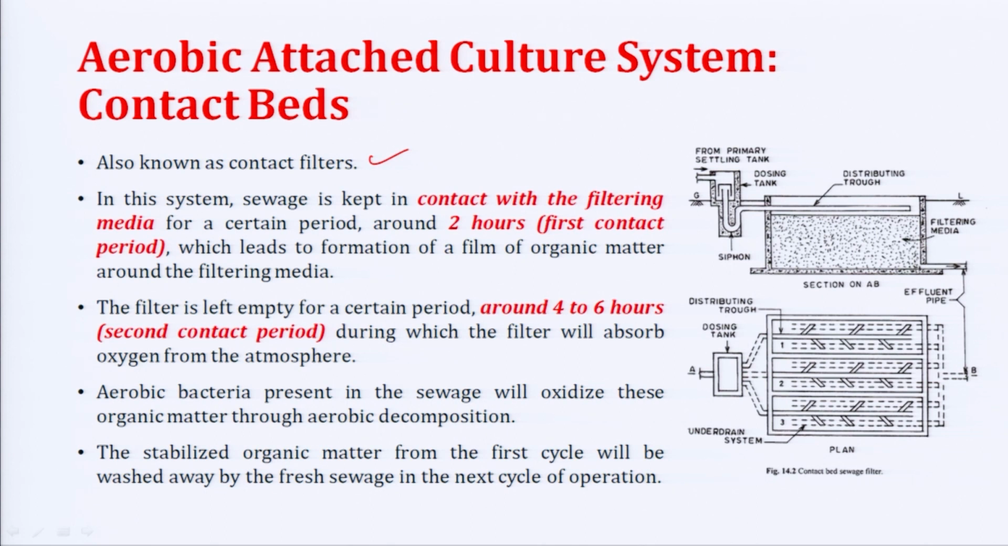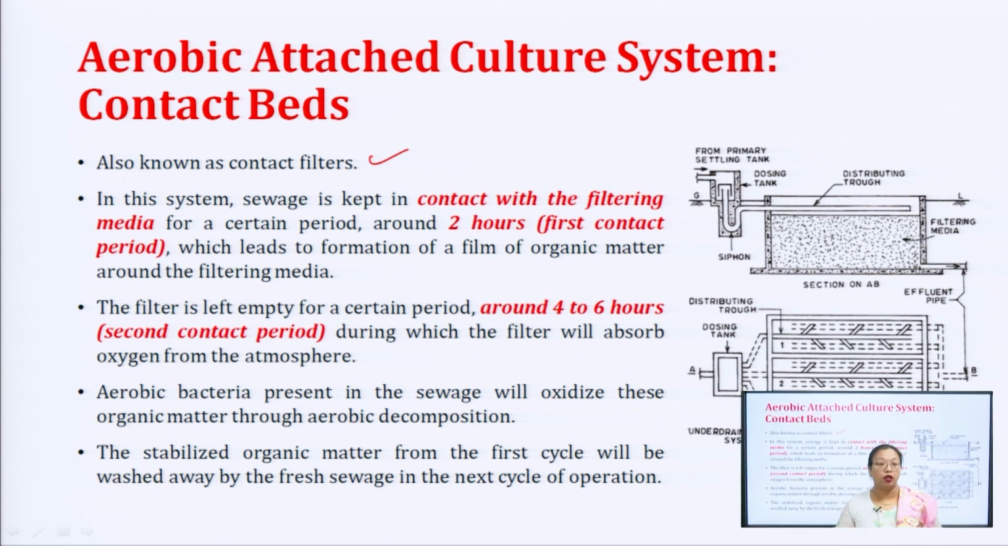So, in contact filters, you put in the influent, keep it for a particular time, take out the influent, keep the filter empty for a longer period of time, and then again you start the first process. In this system, the sewage is kept in contact with the filtering media for a certain period of time, around 2 hours. This is the first contact period.